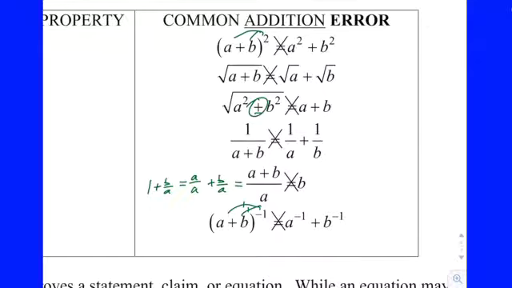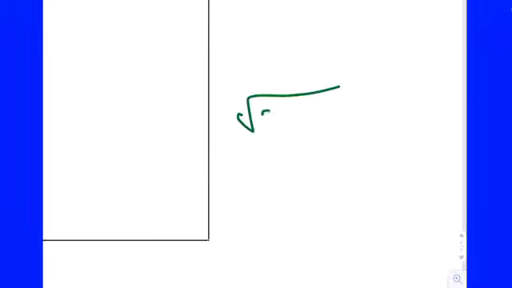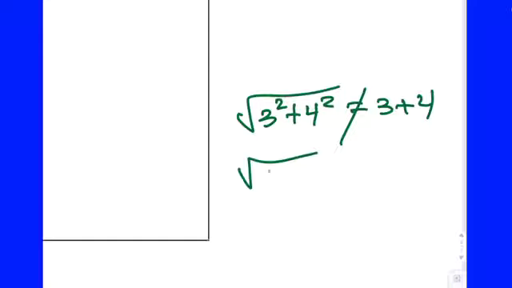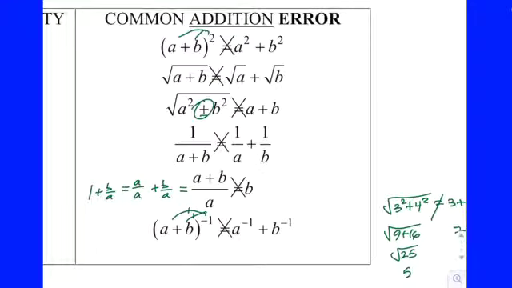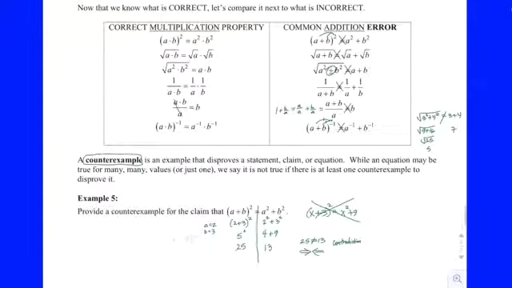And then the same goes for all of these right here. None of those work. If you end up with like the square root of 3 squared plus 4 squared, you're going to get excited and want to call it 3 plus 4. Is it? No, because here's another counterexample. That's the square root of 9 plus 16, which is the square root of 25, which is 5. Whereas 3 plus 4 is 7. It doesn't work. So don't do them. So pay attention to these, know the common errors, and avoid those pitfalls.